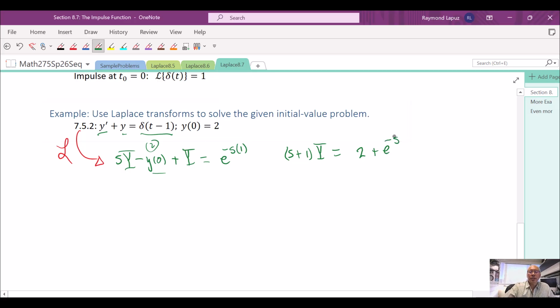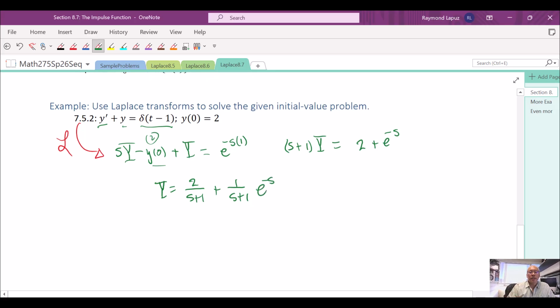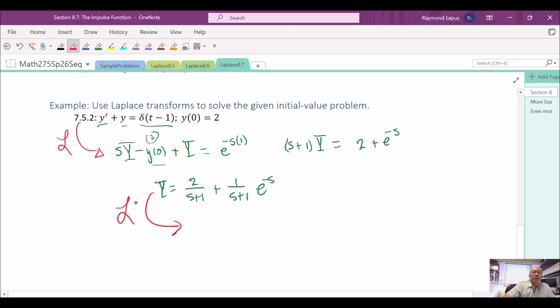So you can see that the shift is at 1, right, when we bring it back. So both of these things, we have Y, both of these will have an s plus 1 denominator. So that's 2 over s plus 1, and I'll keep this as a 1 over s plus 1 with an e to the negative s here, and I think we're ready to transform this back to the real world.